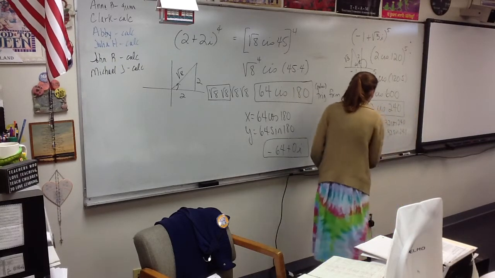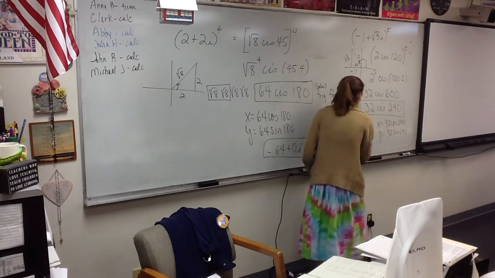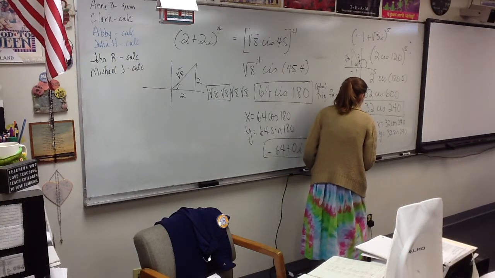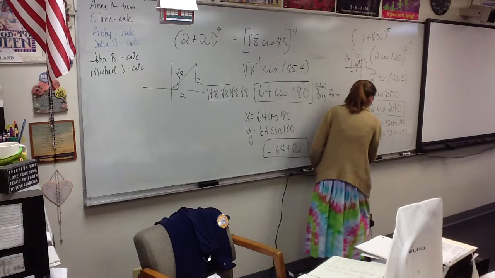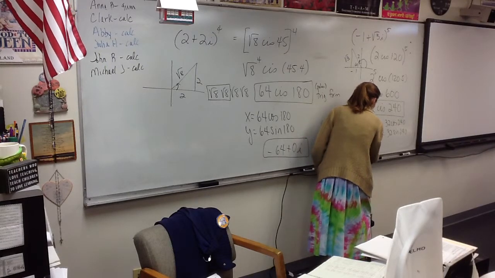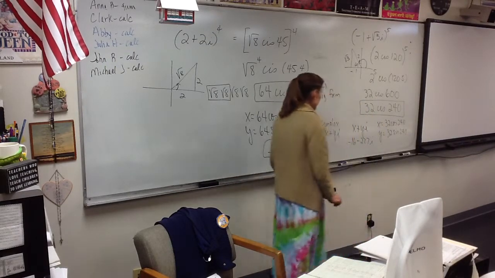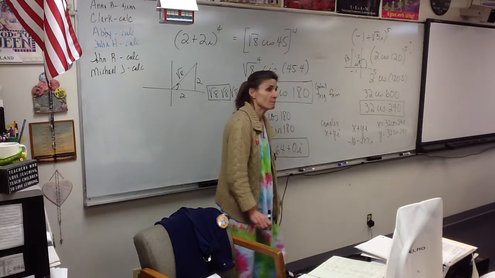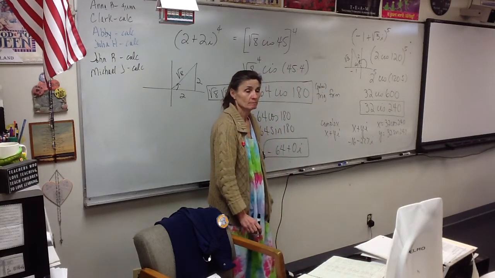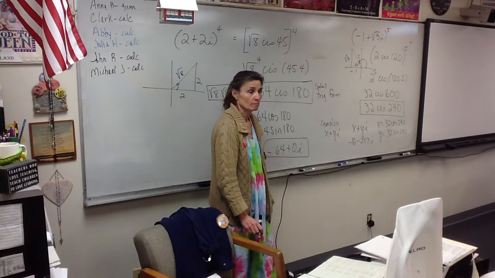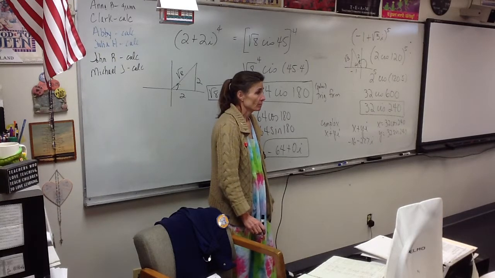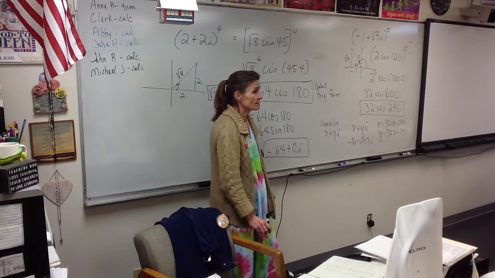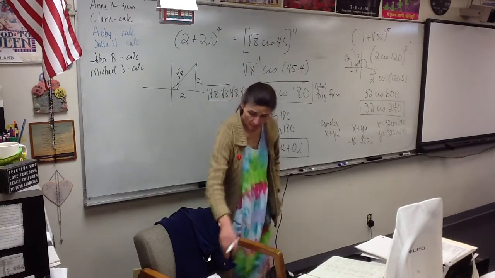Okay, so tell me what you get for x and y. Negative 16 for x, and negative 27.7 for y. So negative 16 minus 27.7i. Are you keeping up? Yeah. Doesn't seem too unmanageable, does it? Let's do another one.